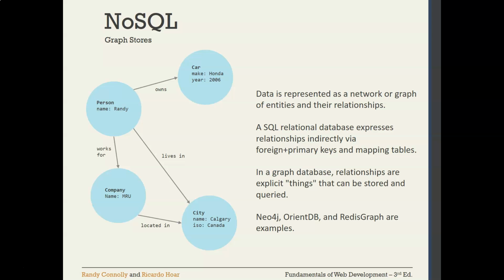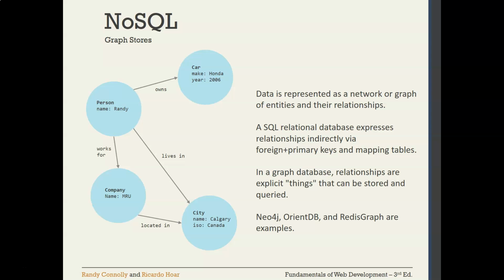A new form of NoSQL database is graph databases, or graph stores. And these are really, really interesting in that data is represented as a network or a graph of entities and their relationships. What does that mean exactly? Well, in an SQL database, relational database, relationships are expressed kind of indirectly through the linkage between foreign keys and primary keys. And sometimes you have these mapping tables or associative tables. Think about a many-to-many relationship in SQL.